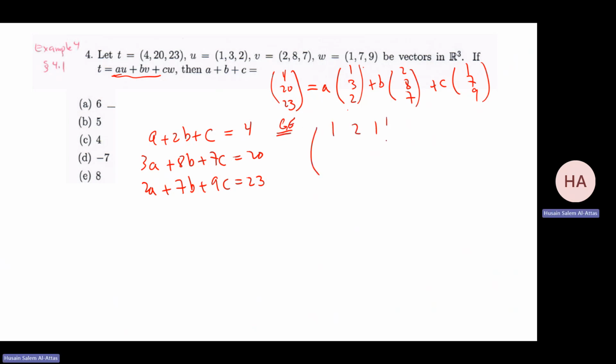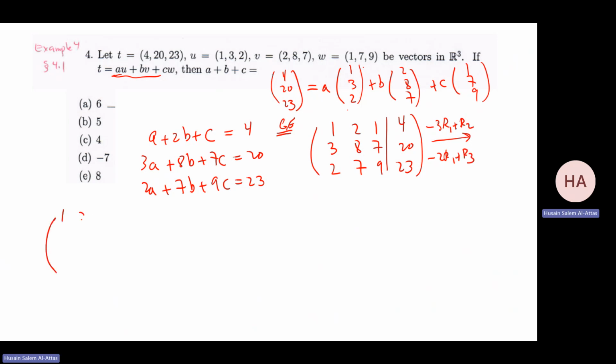So I have 1, 2, 1. This is 4. I'm doing it in details. 8, 7, 20, 2, 7, 9, 23. Okay. Multiply, this is minus 3R1 plus R2, minus 2R1 plus R3.